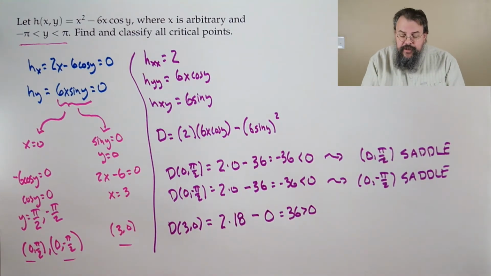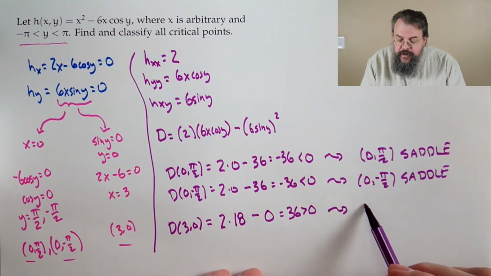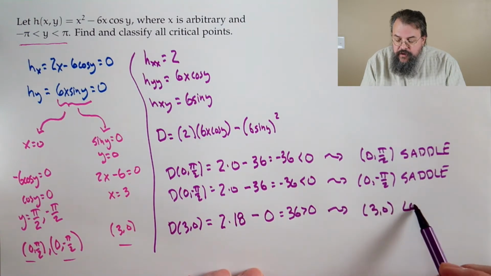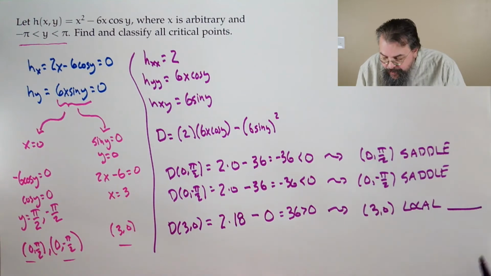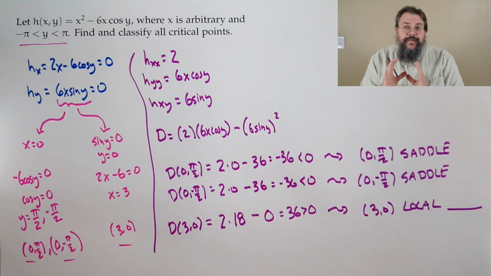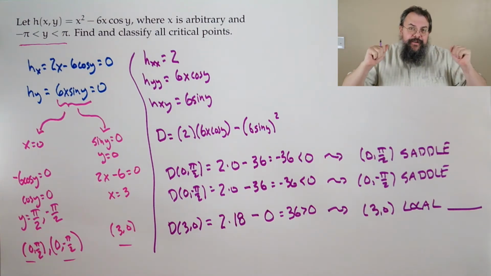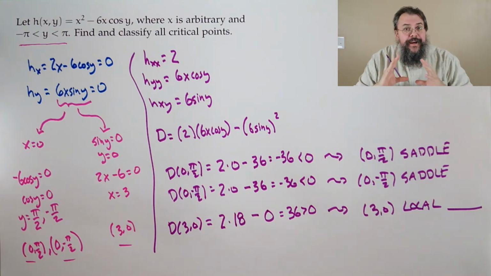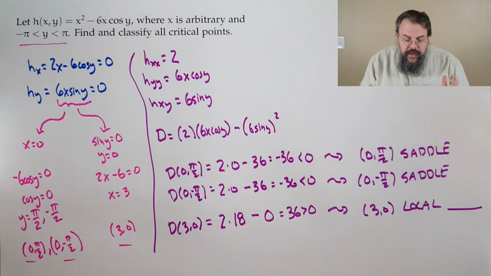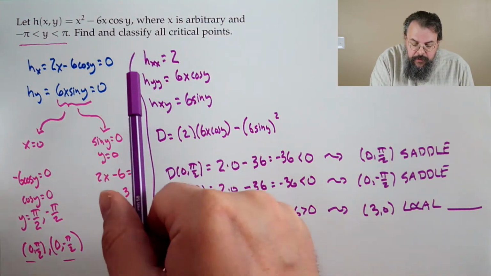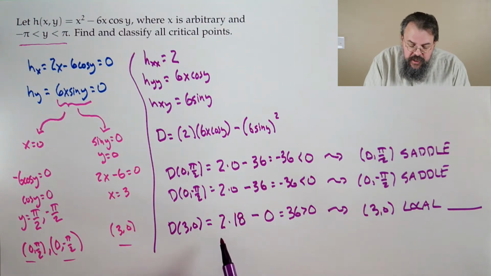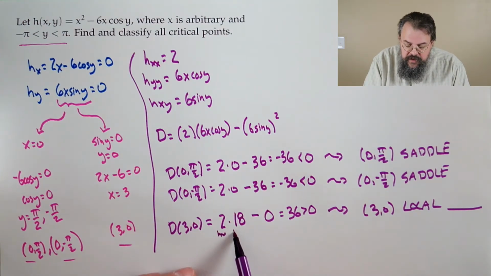Now, at this point, what can we conclude? We can conclude that 3, 0 is a local something. But local what? This is the part where the second partial test is slightly different than the second derivative test. We can't just say, aha, positive. No. We dig a little deeper. We key off of the second derivative, either with respect to x or with respect to y. So we look at these and ask, what's true about them? We can see them both here, they're 2 and they're 18.